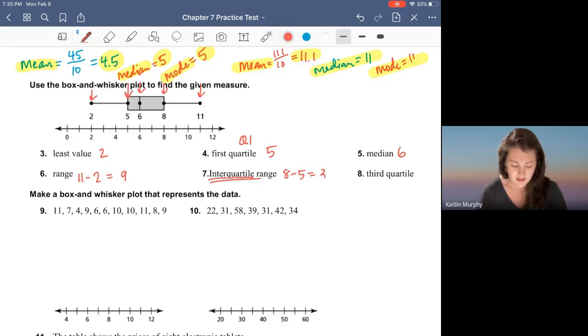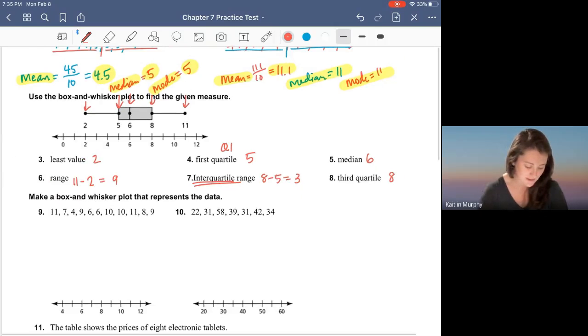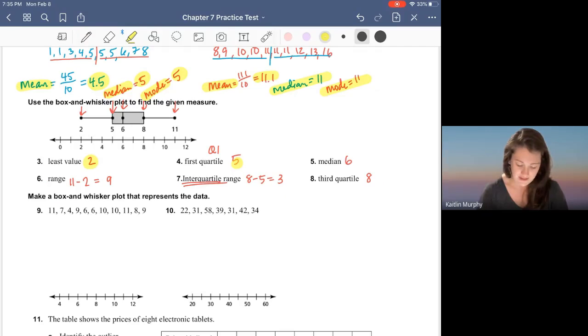The right end of the box is 8, the left end of the box is 5, so 8 minus 5 is 3. And the third quartile is that 8, that's the right end of the box. Perfect, we got all those. Least value is 2, first quartile 5, median 6, range is 9, interquartile range 3, and third quartile 8.